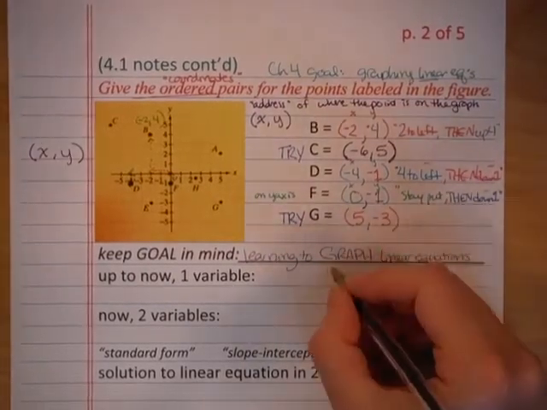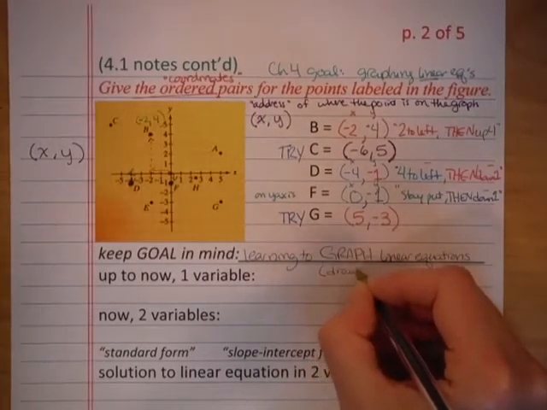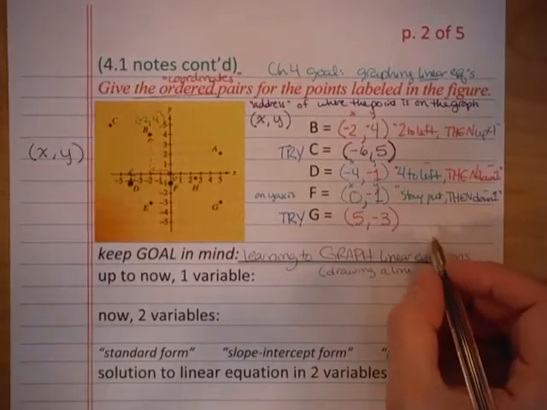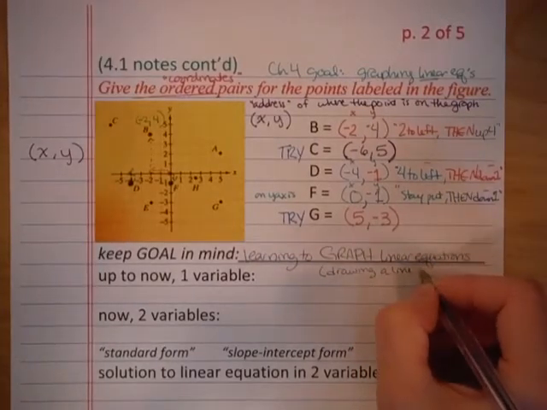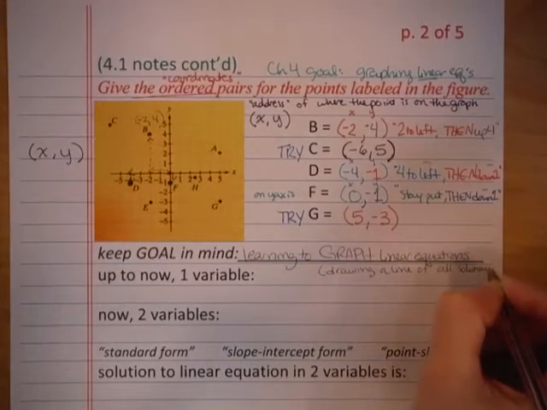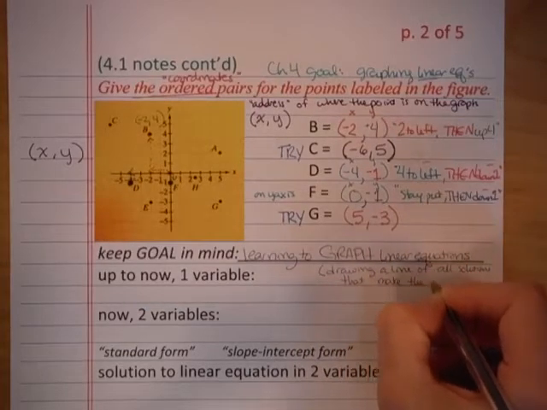And what that means in terms of why we are drawing that graph is that we're really drawing a line that gives us all the solutions that make the equation true. So we're drawing a line of all the solutions that make the equation true.